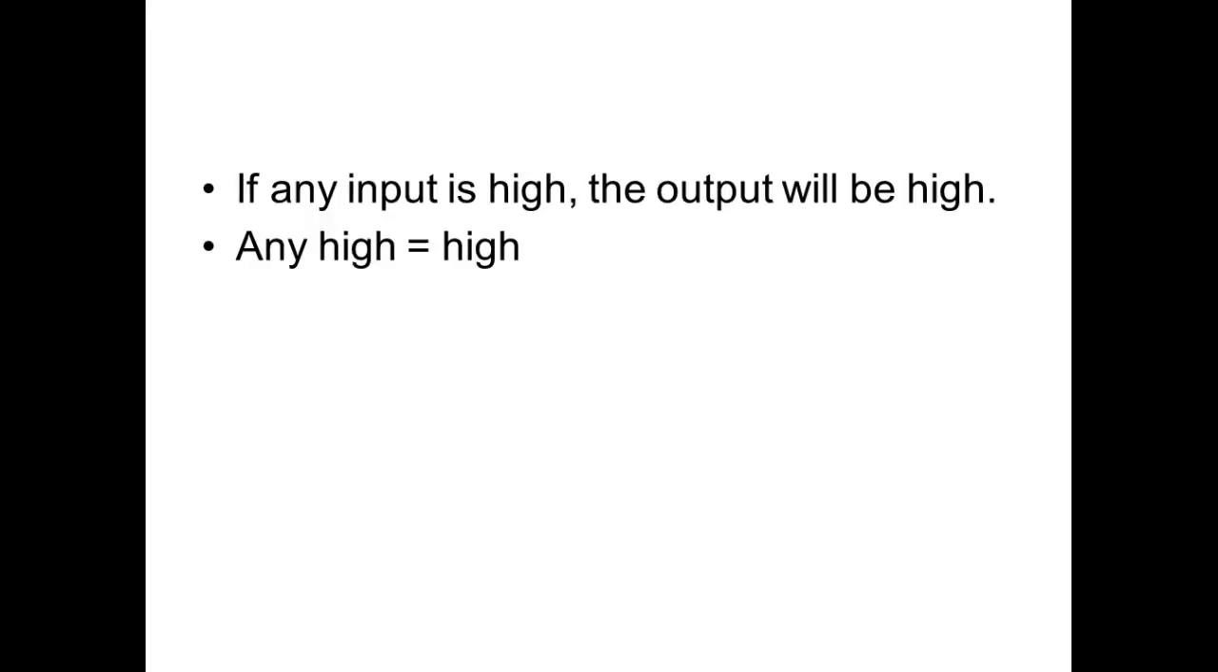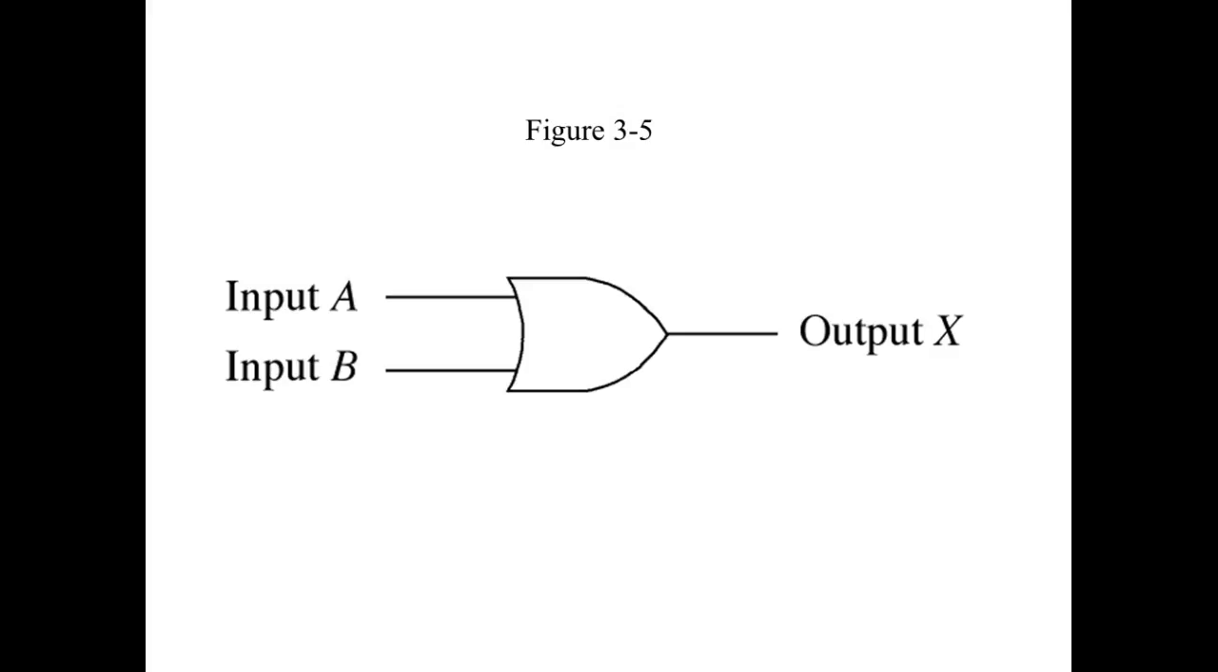If any input is high, the output will be high. So any high equals a high. So this is the shorthand method, right? This is a symbol for a 2-input OR gate.